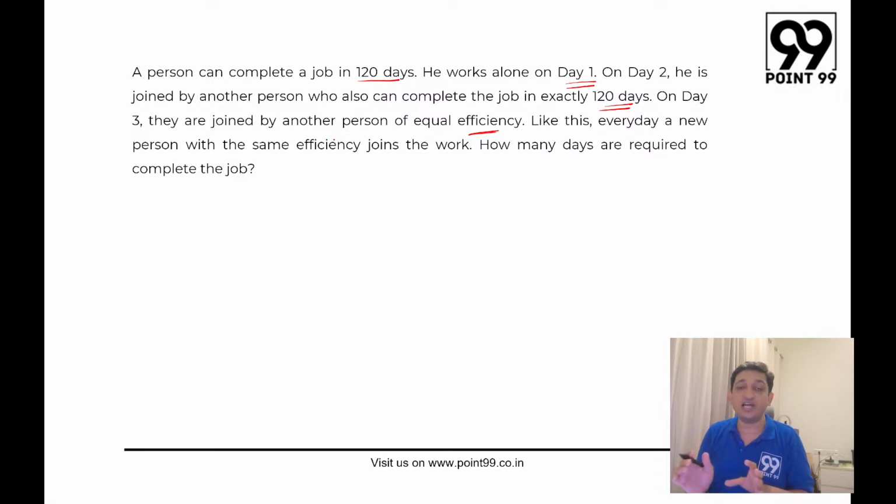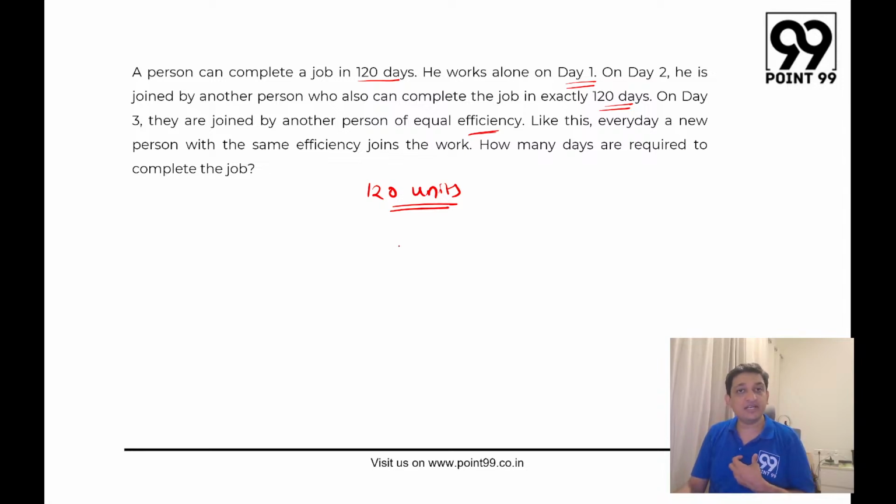ऐसा नहीं है कि वो job change हो रहा है, या फिर मैं बोल रहा हूँ कि one person can do something in 120 days, another person can do something else in 120 days. ऐसा नहीं है. We are talking about the same job. तो हम इस job को units में लिख सकते हैं. So let's say for example the entire job comprises of 120 units.